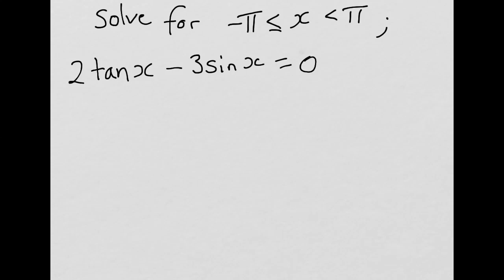Okay, so there's a question. Solve for x between minus pi and less than pi: 2 tan x minus 3 sin x equals 0. So I'll pause the tape now. I'll give you guys hints in a few seconds' time, and then we'll go through the solution.